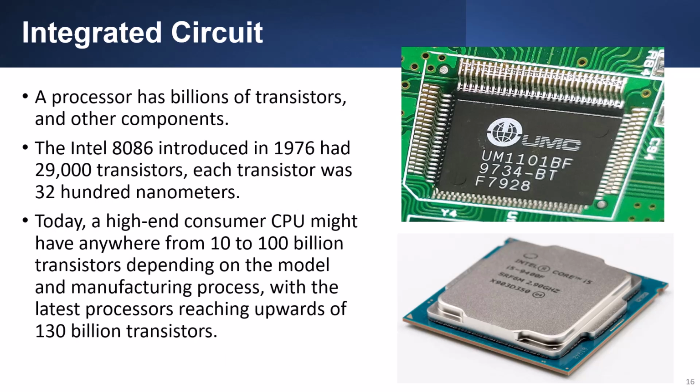A processor has billions of transistors and other components. The Intel 8086, introduced in 1976, had 29,000 transistors. Each transistor was 3,200 nanometers. Today, a high-end consumer CPU might have anywhere from 10 to 100 billion transistors, depending on the model and manufacturing process, with the latest processors reaching upward of 130 billion transistors.